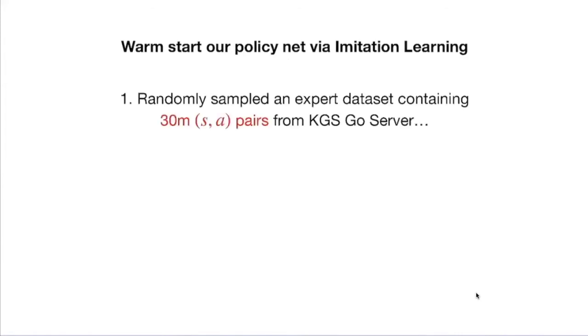So they randomly sampled an expert data set containing 30 million state-action pairs from the KGS Go server. You just get a bunch of random plays from those high quality recorded games. Think about this as the expert state-action pairs, like in the imitation learning lecture. We have a data set from experts.